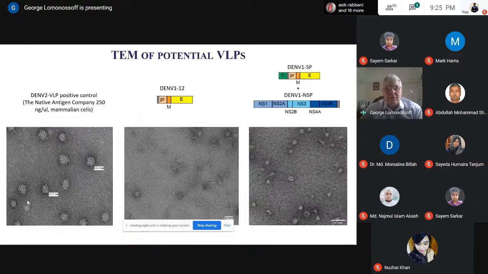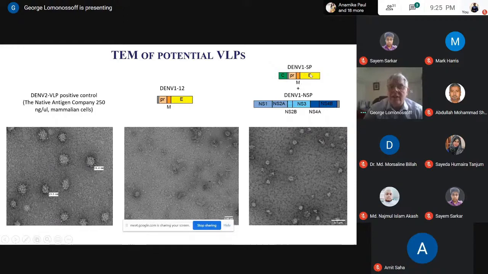can get particles produced, and you can isolate them, though purification is a challenge. And you get the best results if you express the precursor plus the non-structural proteins. And these are plant-produced particles, made in plants.